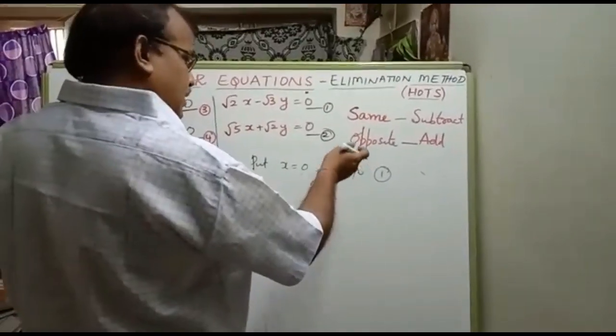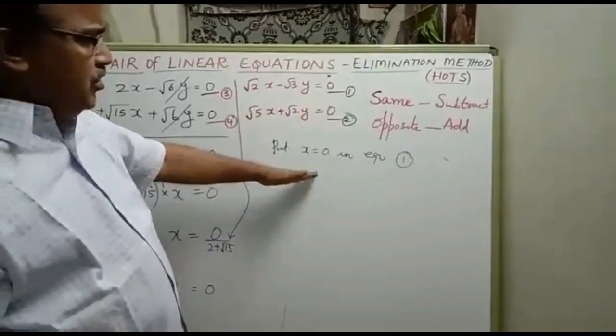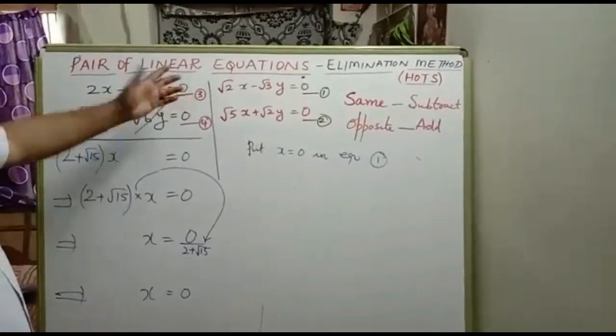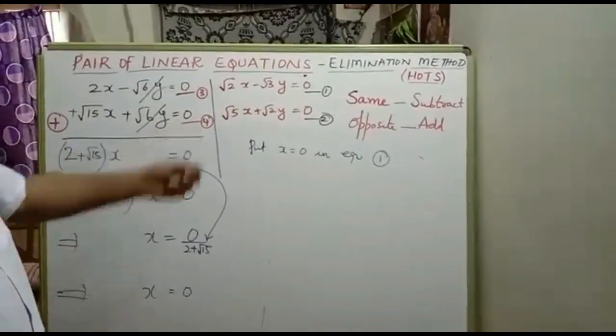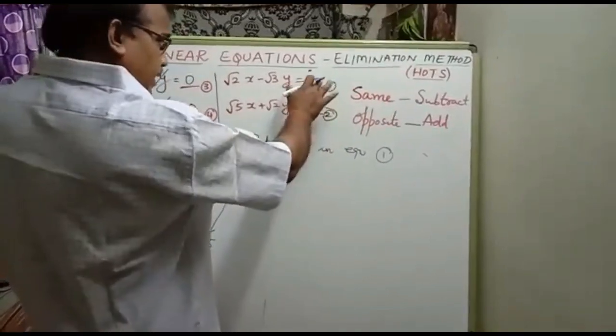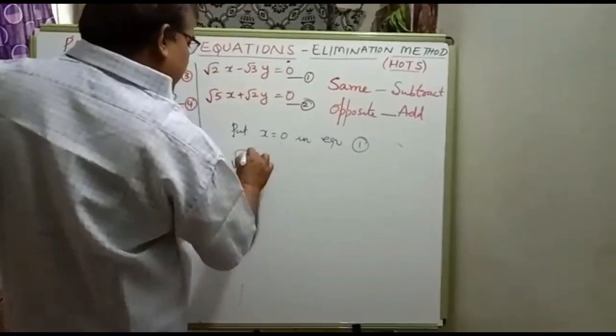There is no need to use only equation 1; you can substitute x equal to 0 in equation 2, or in the new equations 3 or 4 also, no problem. But since I have already written equation 1, that's why I substitute x equal to 0 in equation 1. These two are the old equations, and these two are the new equations. So what is equation 1?